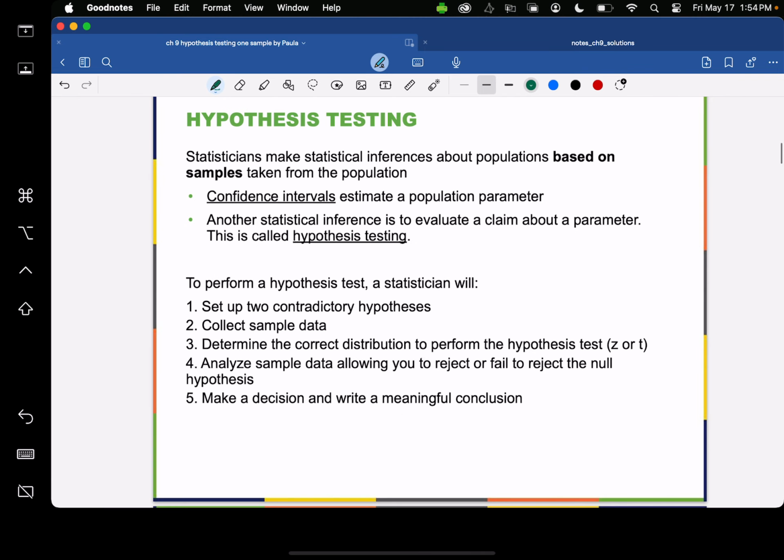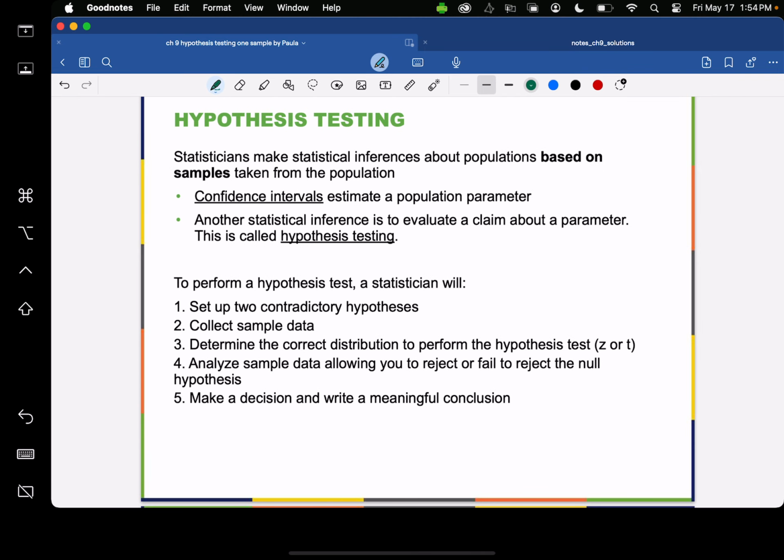So hypothesis testing, the statisticians make inferences about populations based on the samples. Confidence intervals estimate the population mean or the population proportion, mu or p. Another statistical inference is to evaluate a claim, like that claim that average student age is 21.